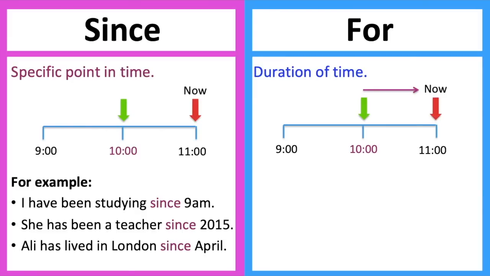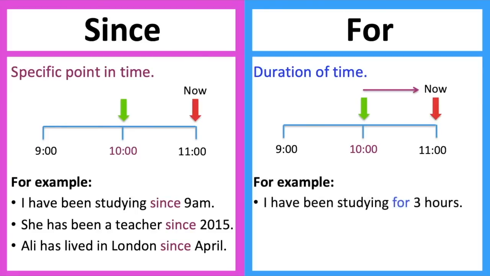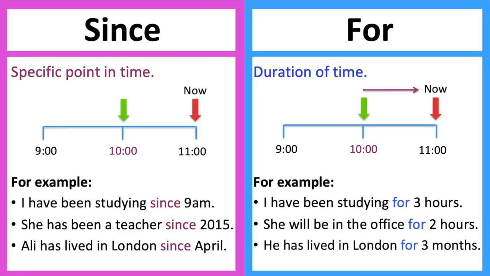For can be used in the past, present, or future tense. For example, I have been studying for 3 hours. As we can see from this example, 3 hours is the duration of time. Another example is, she will be in the office for 2 hours. He has lived in London for 3 months. As you can see from these examples, I have given the duration of time.